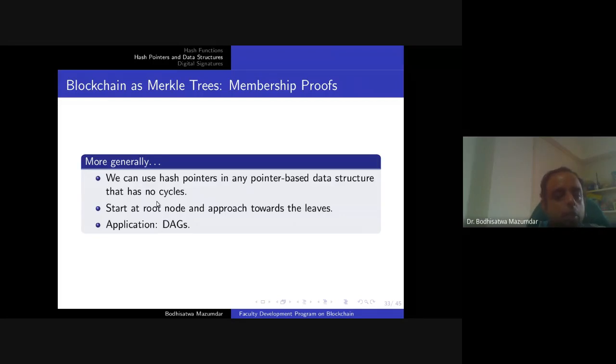So more generally, we can use hash pointers in any pointer-based data structure that has no cycles. As you first need to identify the root of the tree. So basically, you can use hash pointers for any tree-based data structure, or any graph-based data structure, but you need to be sure that the graph does not have any cycles. For instance, you can apply hash pointers to any directed acyclic graphs, that is DAGs. So you start at the root node and then approach towards the leaf to pinpoint whether that data exists in the record or not.